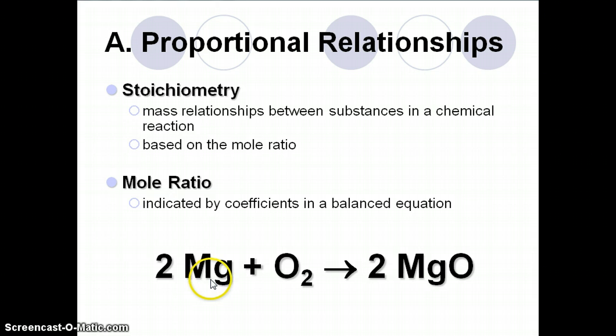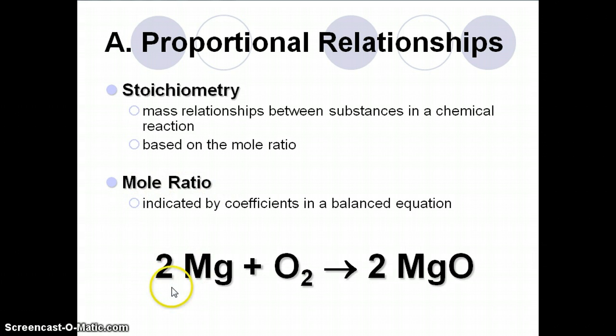two magnesiums. That can be 2 particles of magnesium or 2 atoms of magnesium. And then you have, of course, the implied 1 here. Remember, chemists don't like 1s, so we tend to drop them. And then 2 for magnesium oxide. So this is actually the mole ratio.